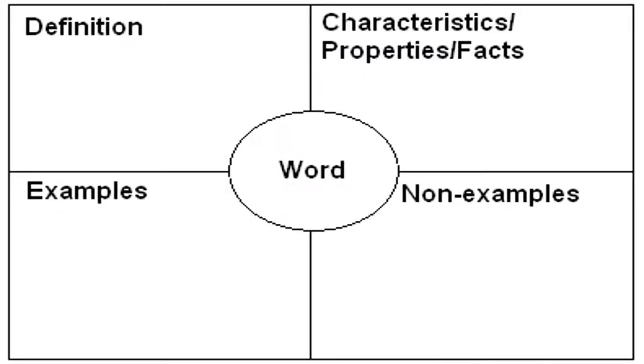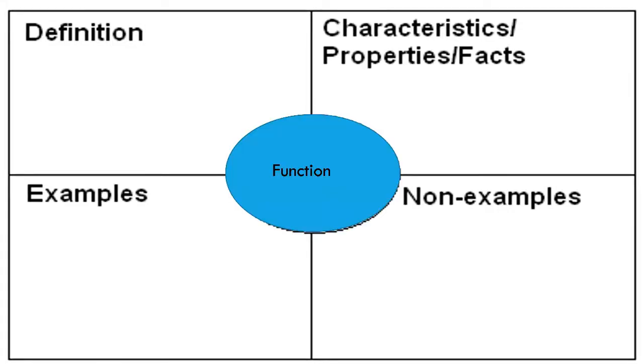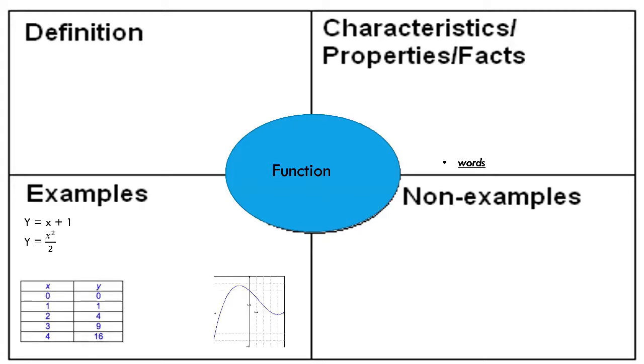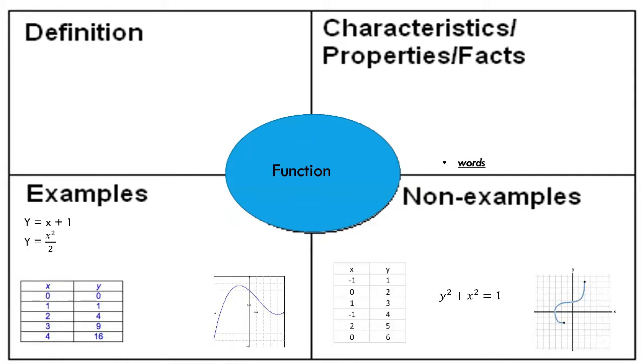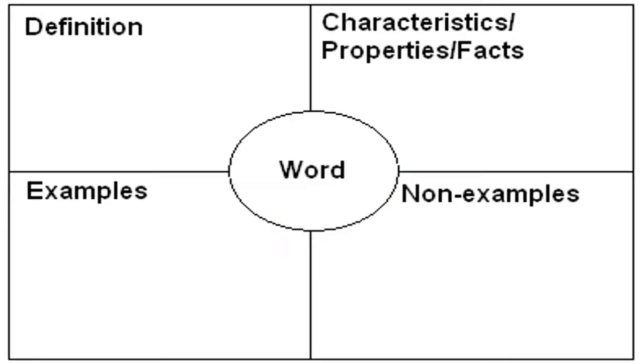An example of kind of a chart you can make is for the definition of a function. So you can put all of the characteristics and facts. These are all words. Examples, so write out one equation that's a function. Non-examples, so why isn't this a function? To pass the vertical line test, things like that. And then the definition in the top left corner. So you guys can screenshot this if you'd like to use it, or just draw it out on your paper.